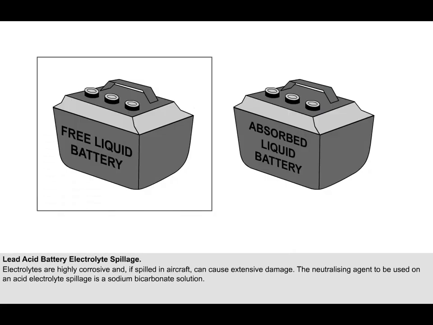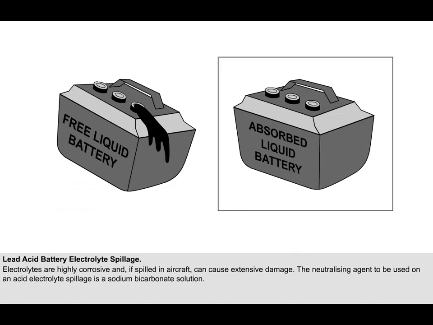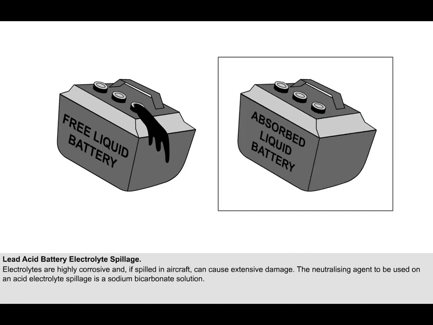In older types of lead-acid battery, the acid is in liquid form, and great care has to be taken to avoid any spillage. More modern batteries are of the absorbed liquid type, where most of the electrolyte is absorbed into the active materials in the plates, making it less prone to spillage.